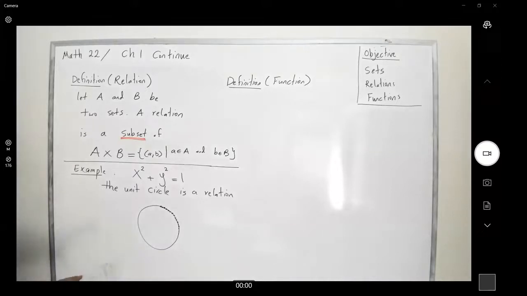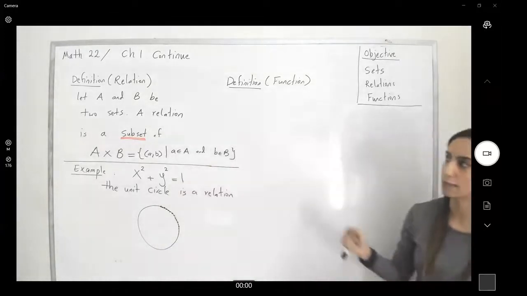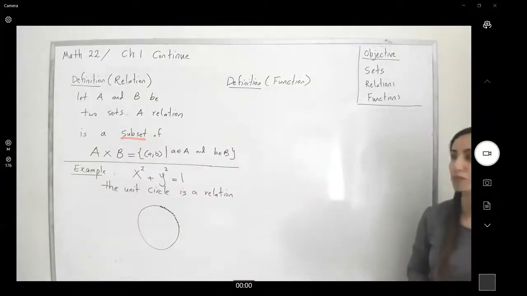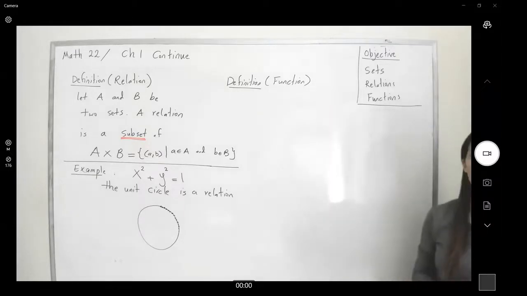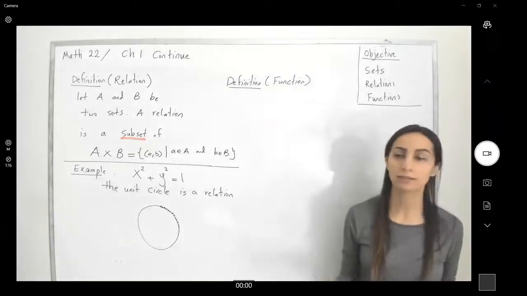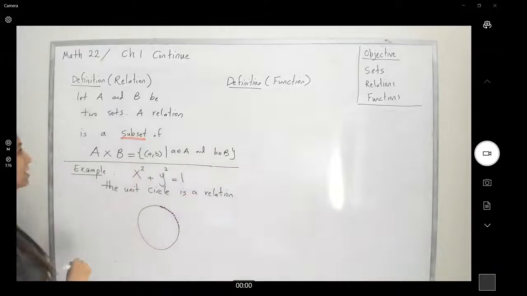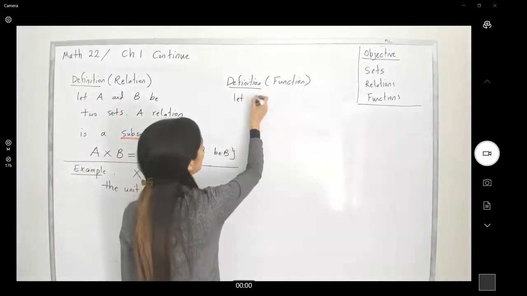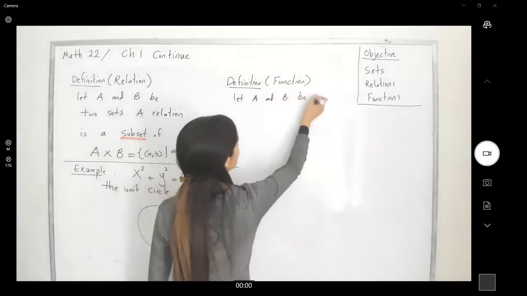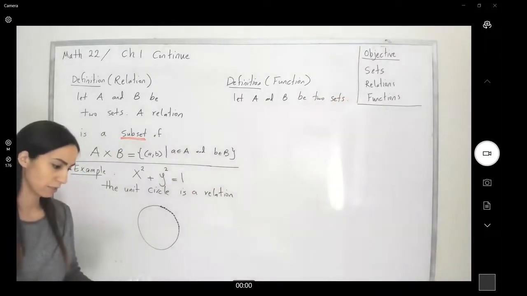Very good. So let us now define a function and see the main differences between a relation and a function. And I give you another example about relations so you can distinguish between them. When you're talking about a function, visualizing that is easy. A relation doesn't pass vertical line test. A function passes vertical line test. Again, we start by having two sets. Let A and B be two sets.